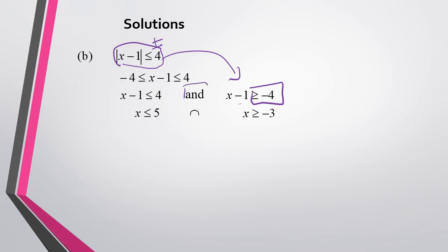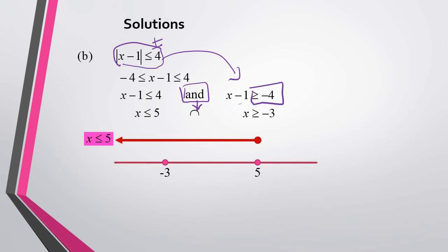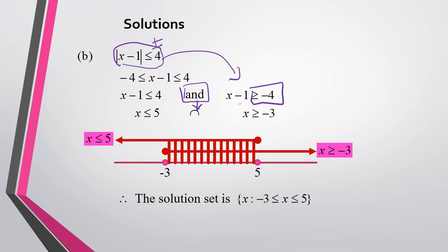So for less than, we use intersection. If the question is less than, it must be intersection. So solve on the real number line. One of it is x less than or equal to 5, another one is x more than or equal to negative 3. So find the intersection. This is the area of intersection, which is in between negative 3 and 5. So the solution set is the set of x such that x is in between, inclusively, negative 3 and 5. So that's all for this.